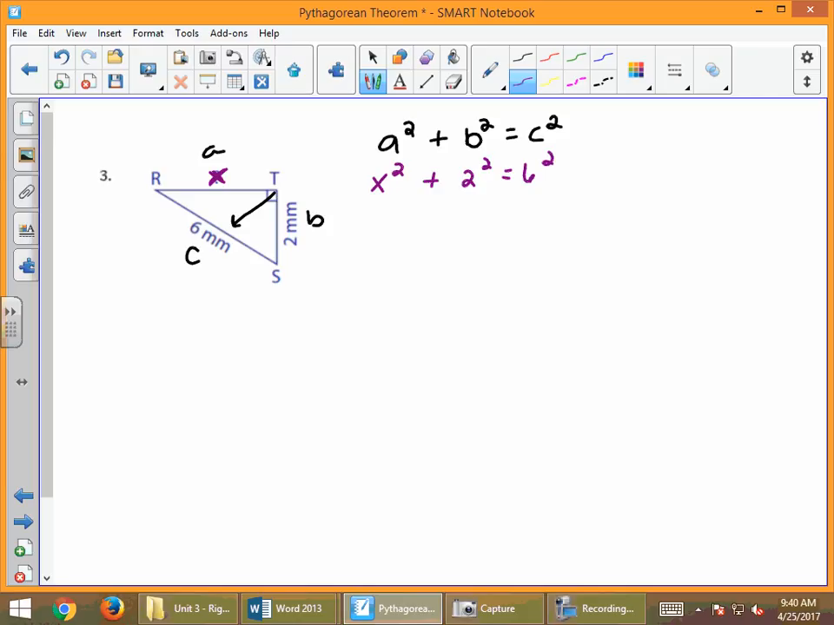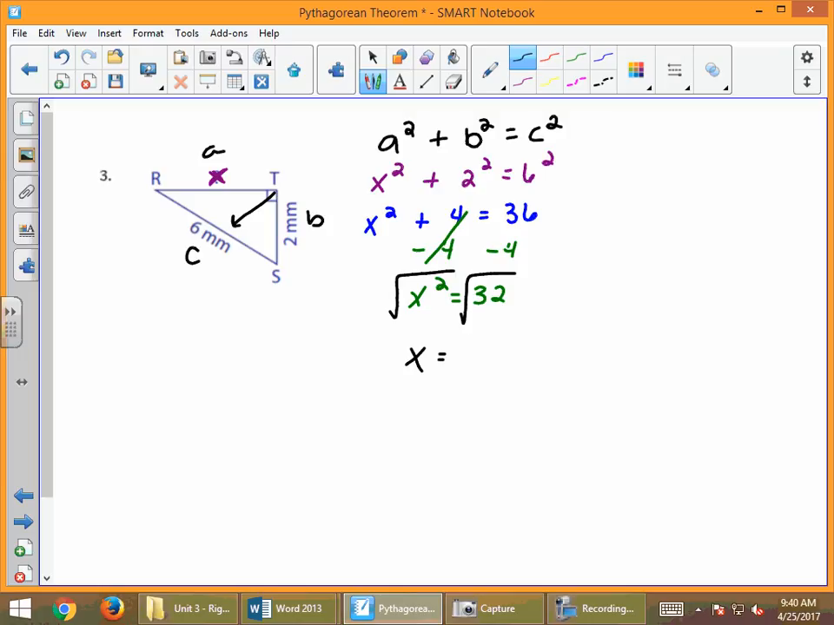Clean everything up, so go ahead and square everything you can. Can't really square X, so we just leave it as X squared. 2 squared is 4, 6 squared is 36. We are solving for X, so we need to move that 4 over. Do the opposite, so go ahead and subtract. So we get X squared is equal to 32. You still need to get X by itself, but once you get down to this point, all you have to do is just square root both sides. Get rid of the square.